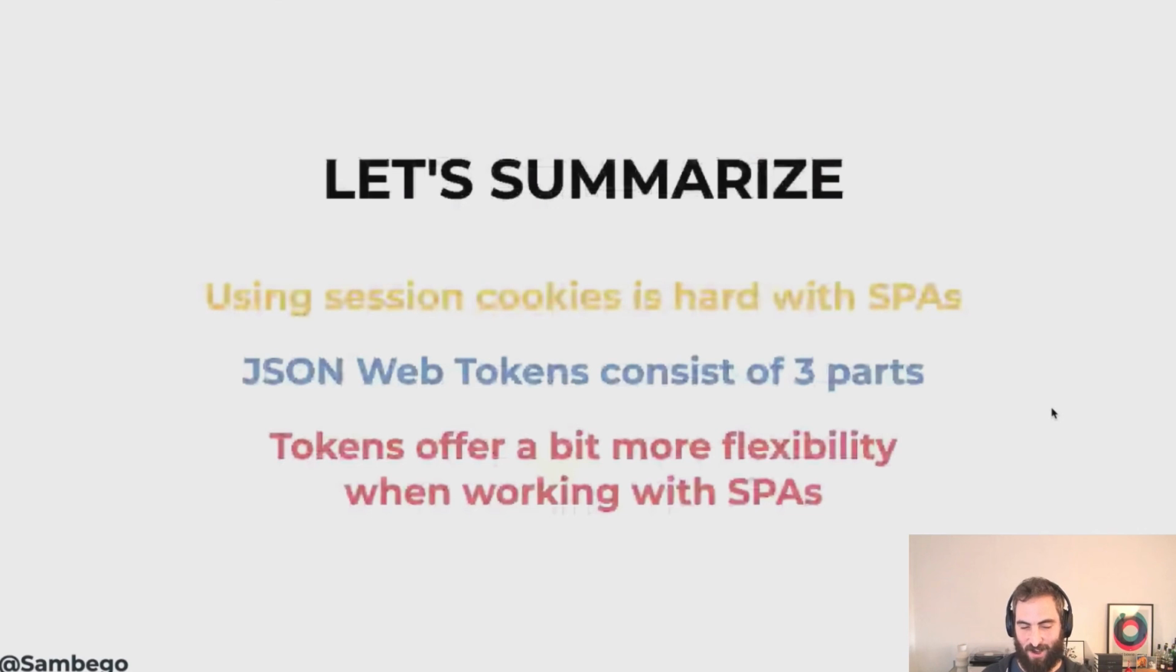So let's summarize. I went quite fast, but these slides are online and I'll share the link in a second. Using session cookies is hard with single page applications just because cookies are often tied to a domain and we often end up with CORS issues when we are working with single page applications and multiple APIs. JSON Web Tokens usually consist of three parts: the header with some metadata about the token itself, the payload with the actual content, and the signature which lets us validate the validity of the content in that JSON Web Token. And lastly, tokens offer a bit more flexibility when working with single-page applications, just because they don't deal with all of those issues that cookies often have to deal with.